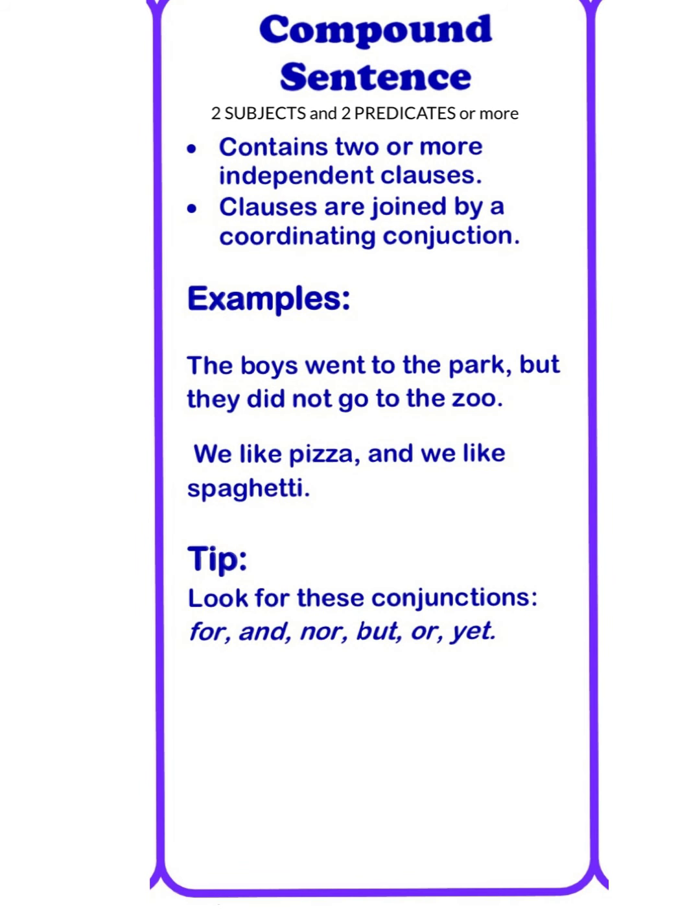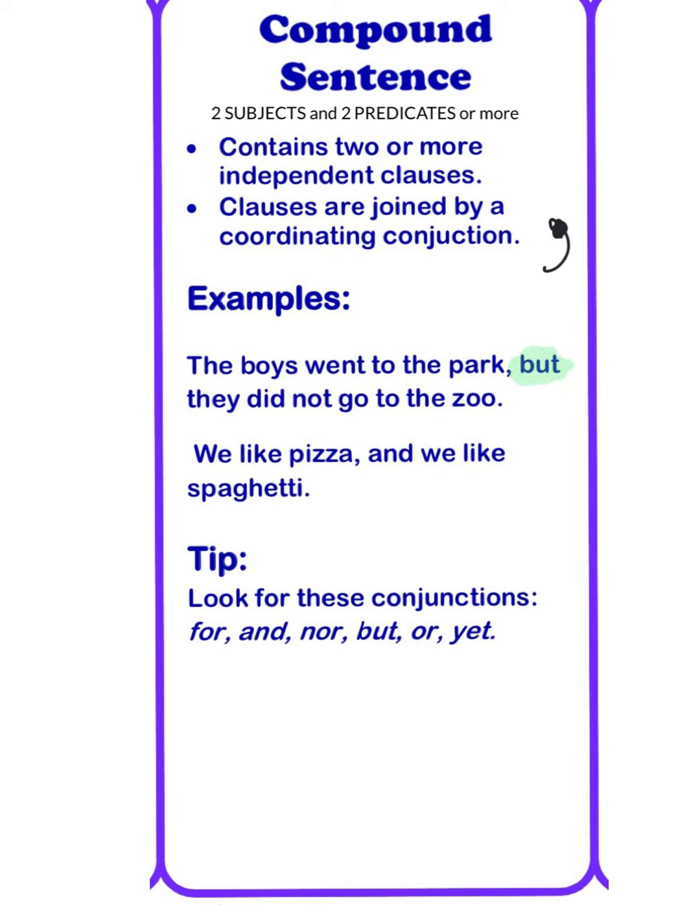Compound sentences have two subjects and two predicates or more. They contain two or more independent clauses, so that means they have at least two simple sentences, if not more. And these independent clauses are joined together by a coordinating conjunction and a comma, and then your examples. The boys went to the park, but they did not go to the zoo. Your fanboy word or your conjunction and your comma are comma but.